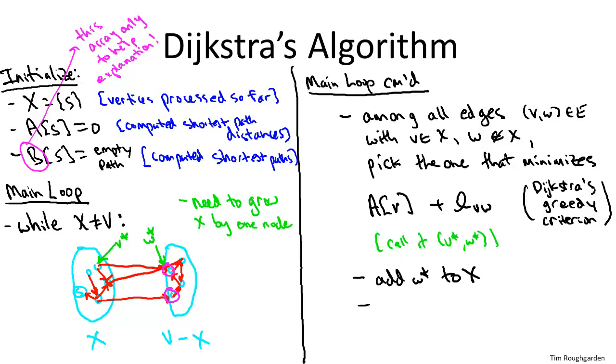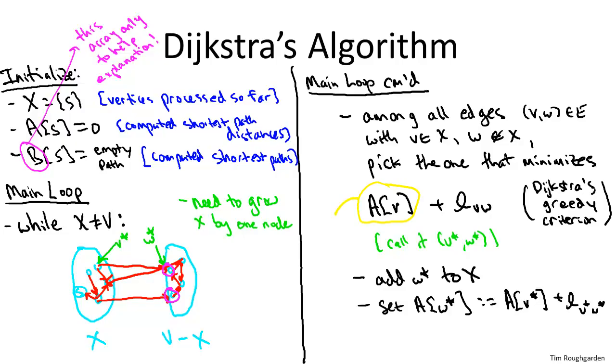Now, X is supposed to represent all of the nodes that we've already processed. So an invariant of this algorithm is that we've computed shortest path distances for everybody in X, as well as the actual shortest paths. Now that we're putting W star in X, we're responsible for all of this shortest path information. So we're going to set our estimate of W star's shortest path distance from S to be equal to the value of this Dijkstra greedy criterion for this edge. That is, whatever our previously computed shortest path distance from S to V star was, plus the length of the direct edge from V star to W star.